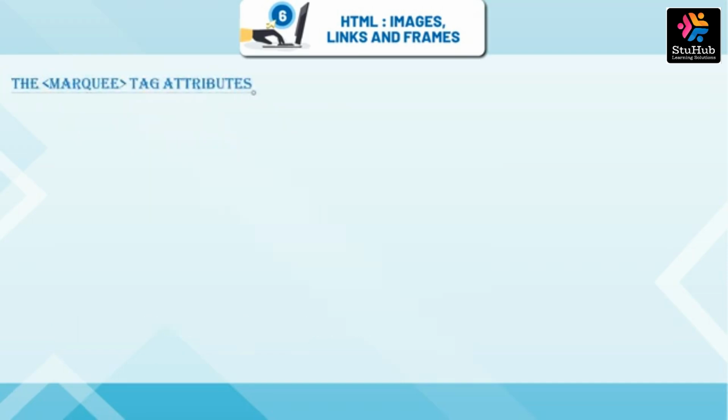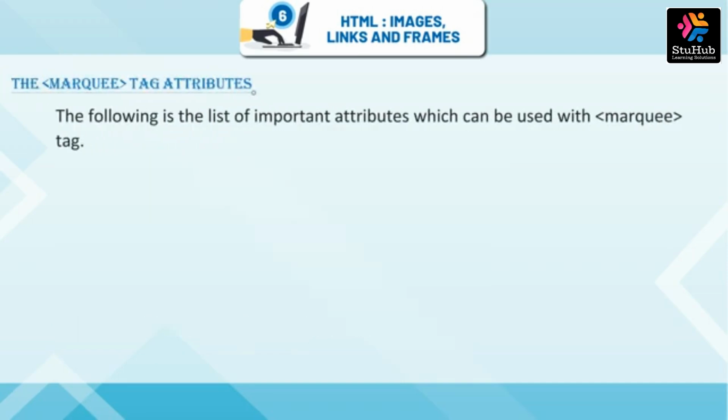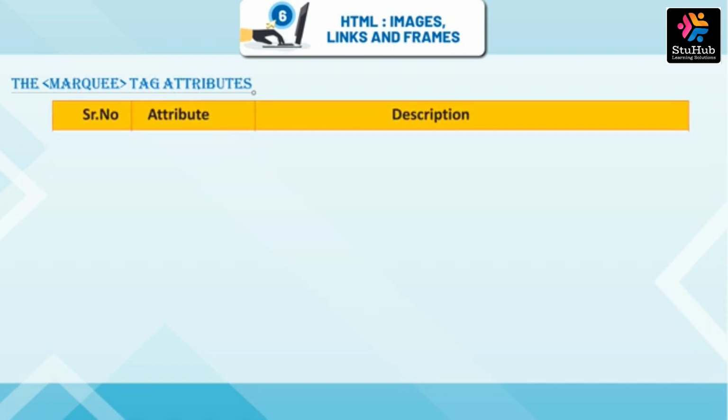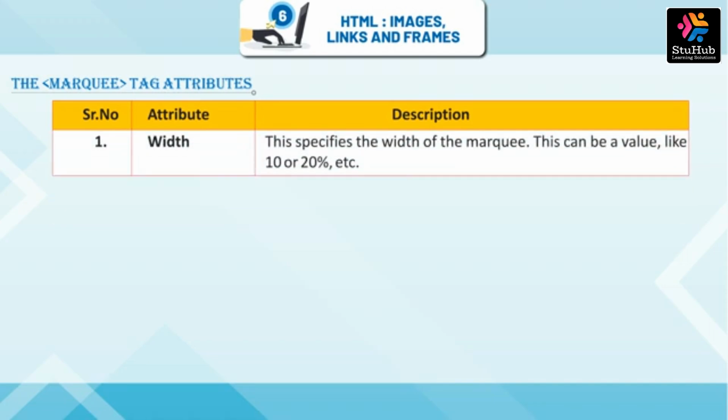The text will be scrolling from right to left in the output. The marquee tag attributes. The following is the list of important attributes which can be used with the marquee tag. Serial number, attribute, description. 1. Width. This specifies the width of the marquee. This can be a value like 10 or 20%, etc.